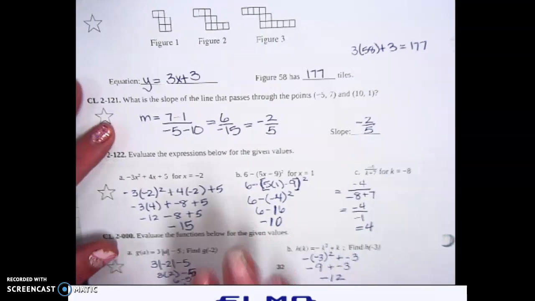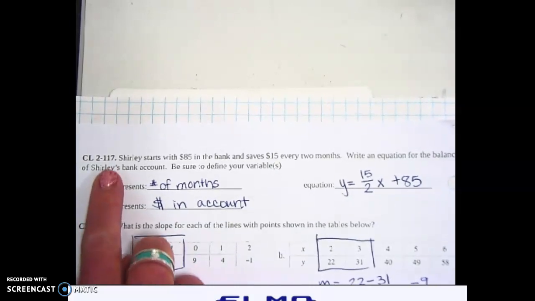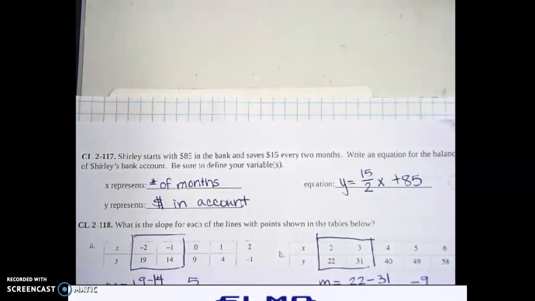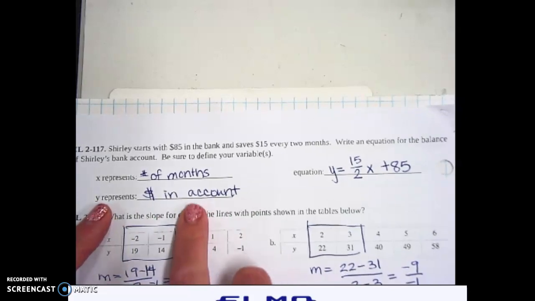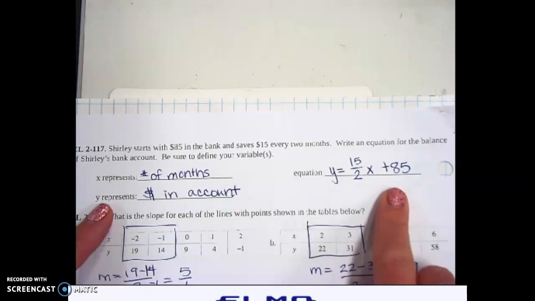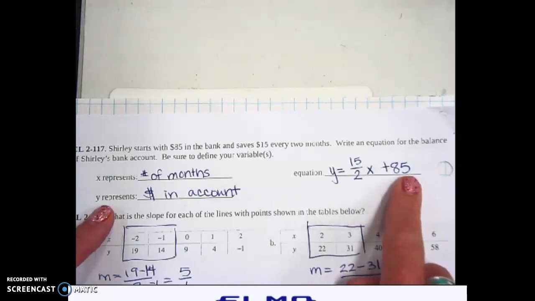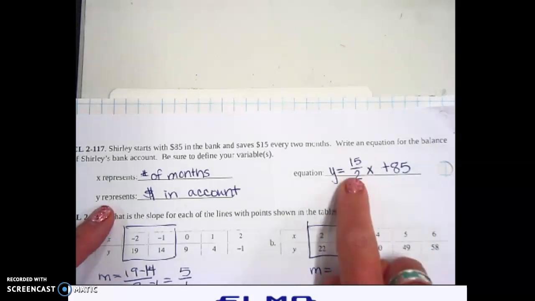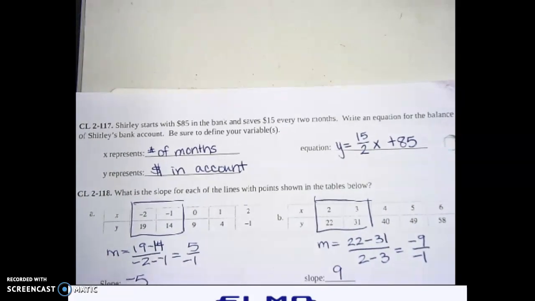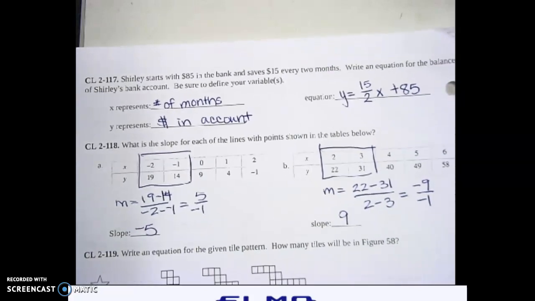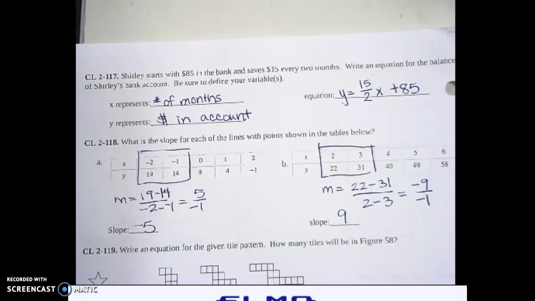Flip it over to the back, the top of page 32. We have question 117. Shirley starts with $85 in the bank and saves $17 every 2 months. Write an equation for the balance of Shirley's bank account. Be sure to define your variables. So x is going to represent the number of months. Y is going to represent the amount of money in the account. And she starts with $85. And every 2 months, she's going to increase her savings by $15. So 15 over 2.